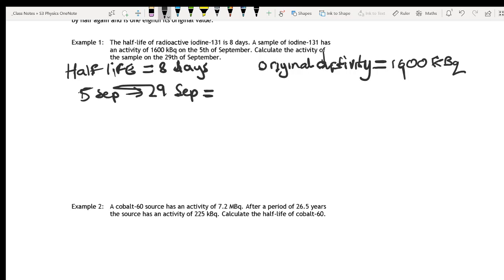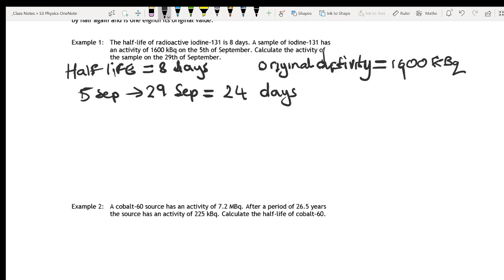How many days have passed? Okay, so some of you might be able to think what you're going to do next. So we've got 24 days. We want to know what the activity will be after 24 days.